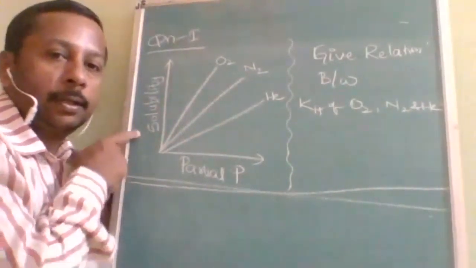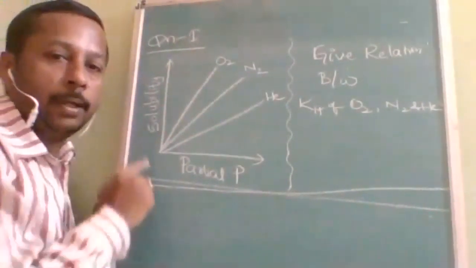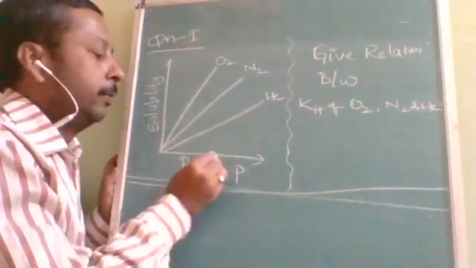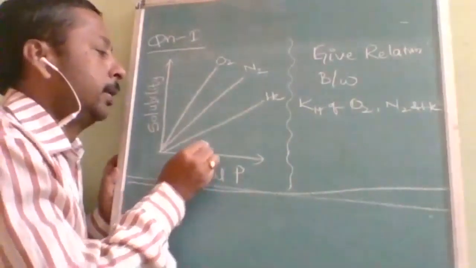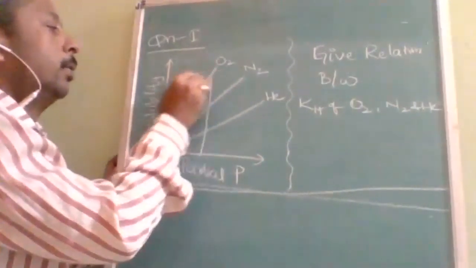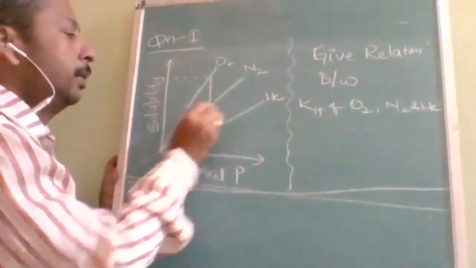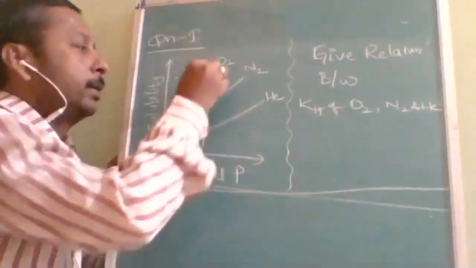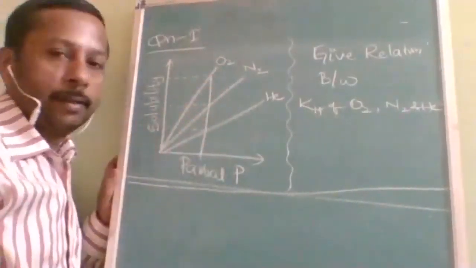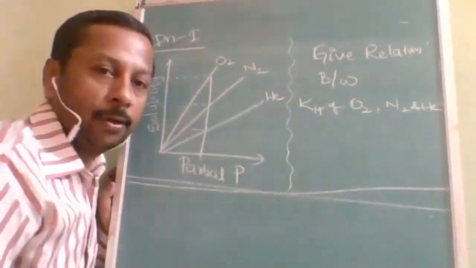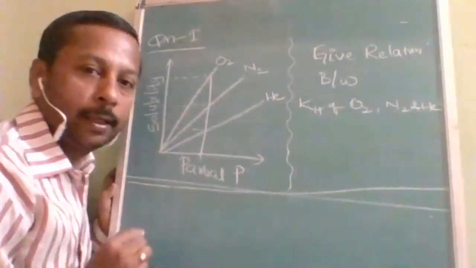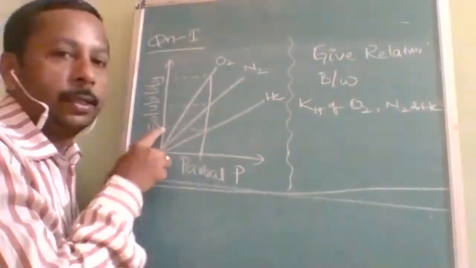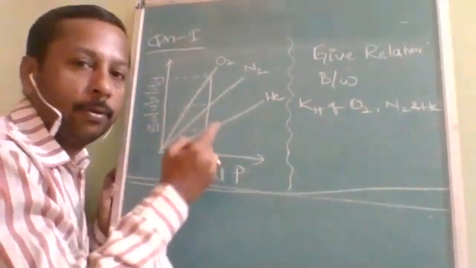See here, on the y-axis they have taken solubility and on the x-axis partial pressure. Let us take any pressure. The solubility of oxygen is this one, nitrogen is this one, and helium is this one. So at a given partial pressure, the solubilities are different. I have given a beautiful logic: higher the KH, lower will be the solubility. Here the solubility of helium is lowest, so its KH will be the highest.